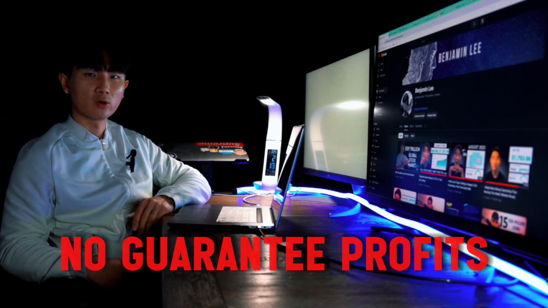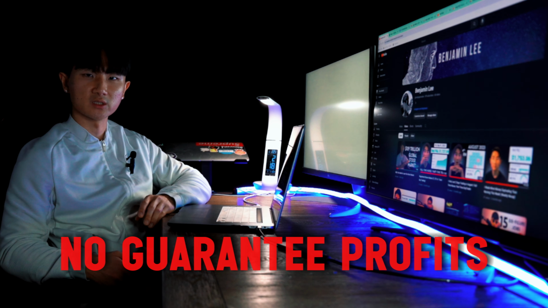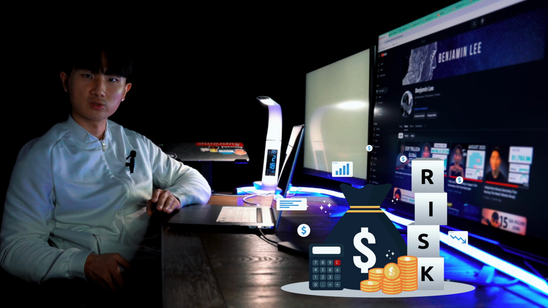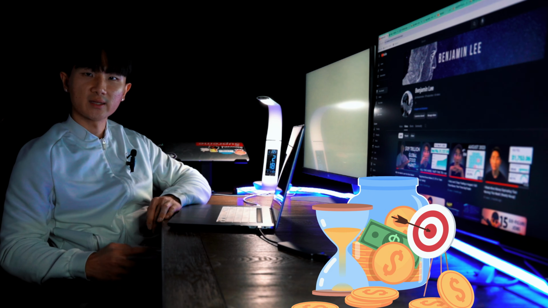It's important to note that while diversification can help manage risk, it does not guarantee profits or eliminate the possibility of losses. Also, the degree of diversification depends on an individual's risk tolerance, investment goals, and time horizon.